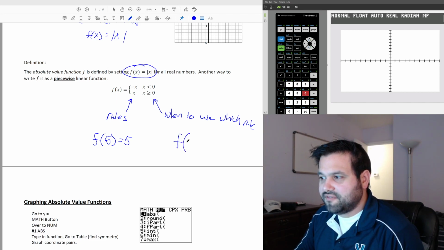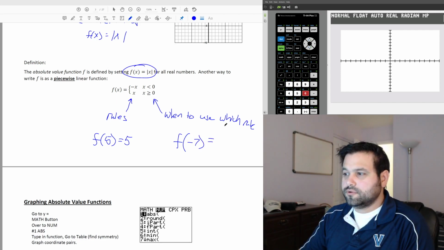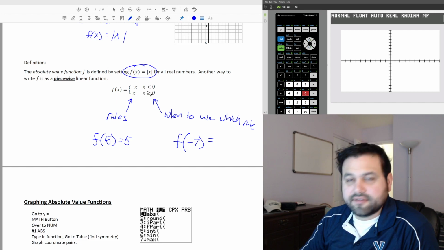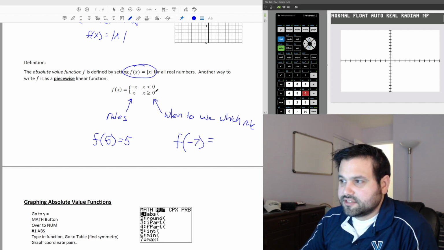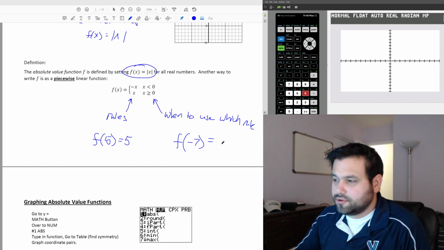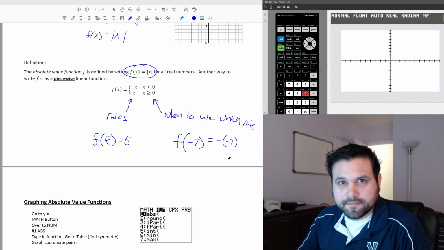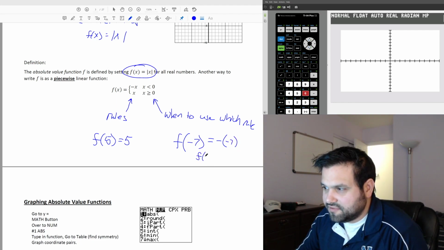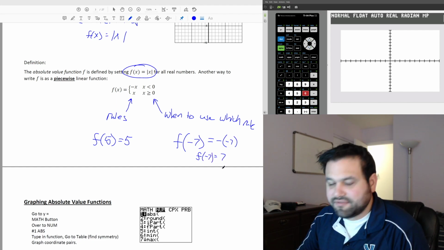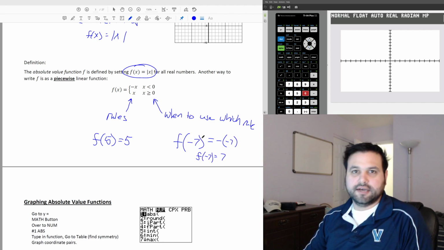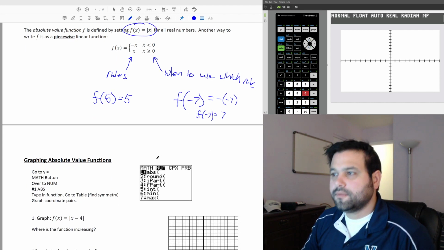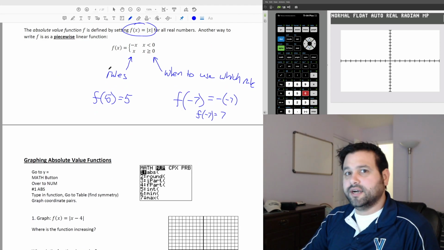If we choose something like f of -7, which rule do we use? Is x less than 0, or is it greater than or equal to 0? It's -7, so that's less than 0. So we're going to plug it into this function. It's plugging into -x, so negative, and here's where I'm plugging in my value. Essentially what we get is f of -7 equals 7. And is the absolute value of -7 equal to 7? Yes. Okay, so that's how we use piecewise functions.